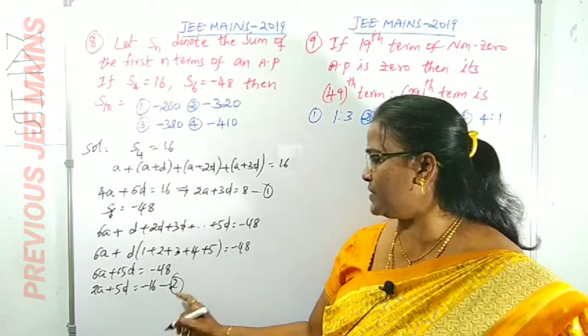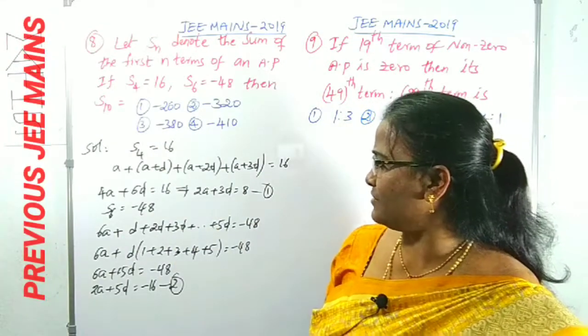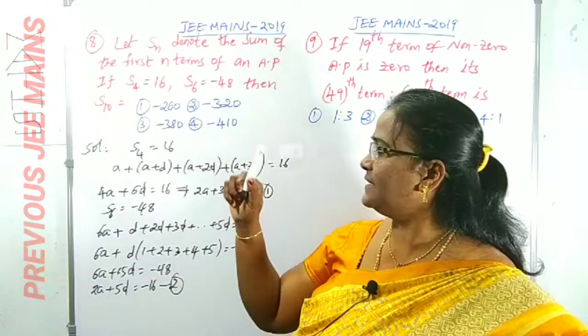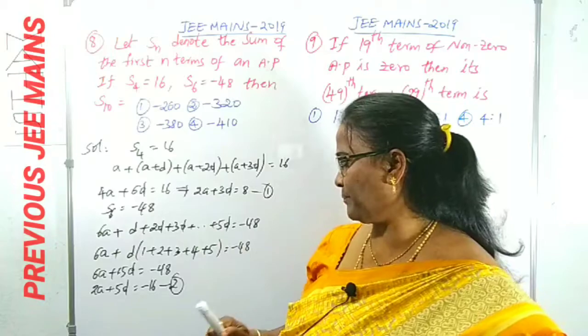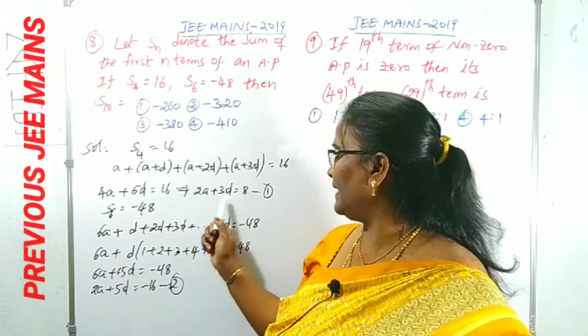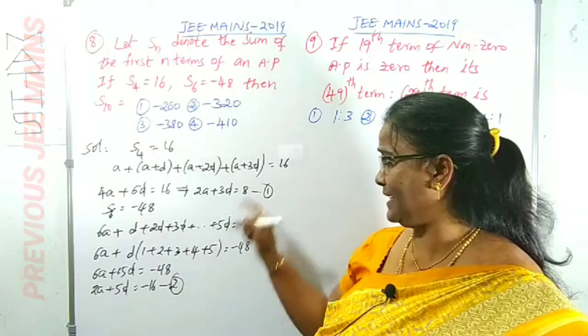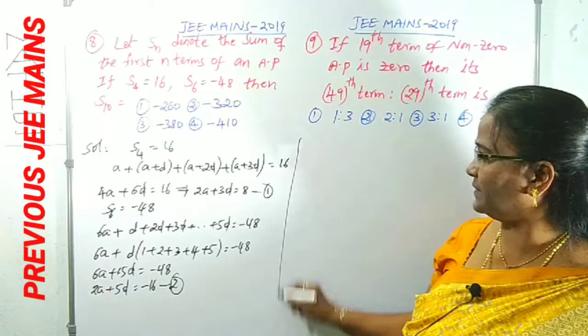Now we can solve these two to find S10. S10 means 10A plus D of 1 plus 2 plus up to 9, which we can take. But directly we cannot get these from the two results. That's why we collect A and D from equations 1 and 2. Solve 1 and 2.